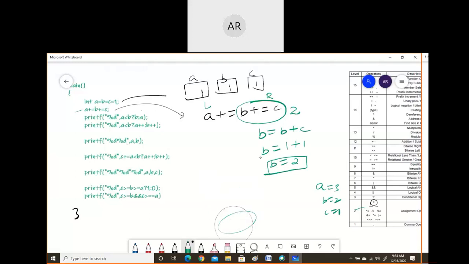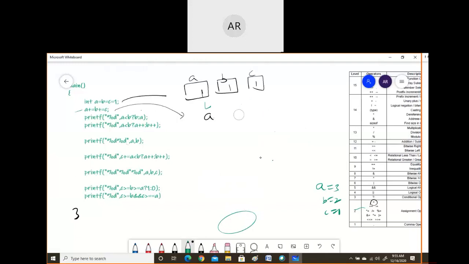Right? So I will try to explain this. If you have any doubt, you can ask in the comment section, right? We hope in this case there is no doubt, right? Just once again, what will be the output of this? 3 2 1, right?